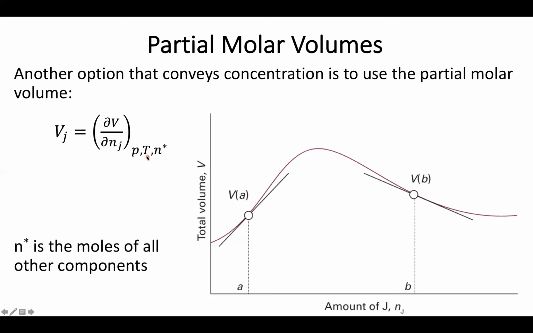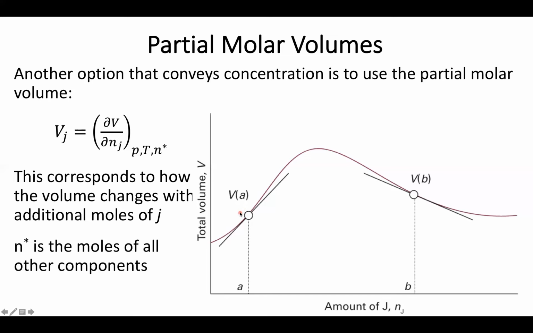However, there's a very important third variable that also needs to be fixed. This is operating under the assumption that the total number of moles of all other components are being held constant. And as a result, one of the things that this helps tell me is how the volume is going to change with the addition of J. But because the moles of all the other species are being held constant, really what I'm doing by adding J is changing the ratio.